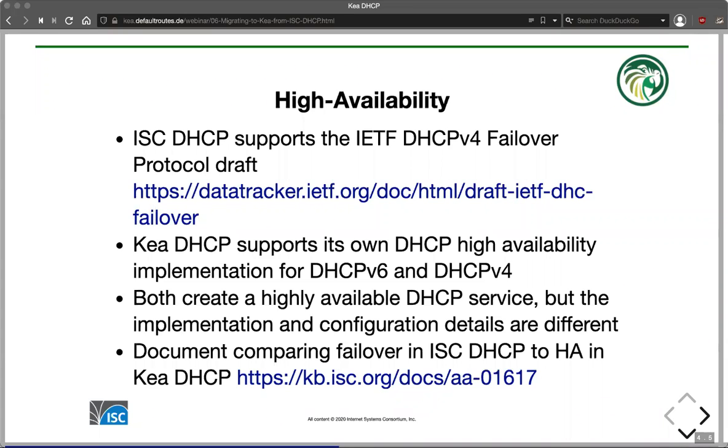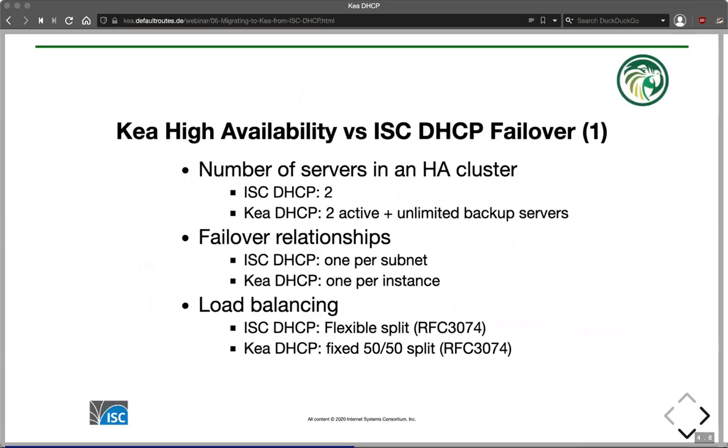ISC has published a document that compares the two failover modes, and I've compiled the main parts from that document here in the next slides. So one thing where they differ is the number of servers that are in a high availability cluster. With ISC DHCP, it's always two machines that have such a configuration, and you can't have more than two machines in one high availability or failover association. While in Kea, you can have two active, but you can have unlimited backup servers that also receive updates of the lease database and can be used as cold standby machines.